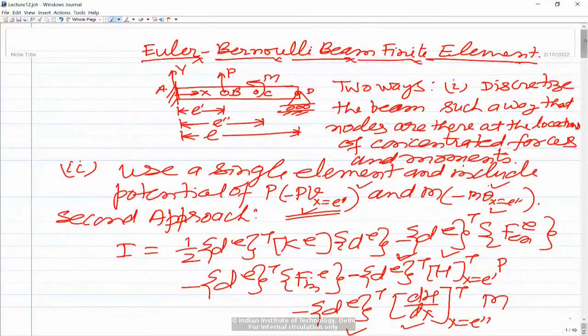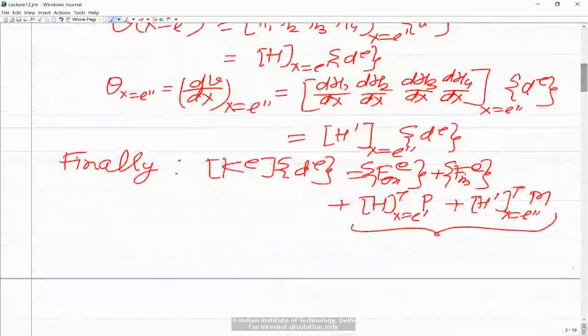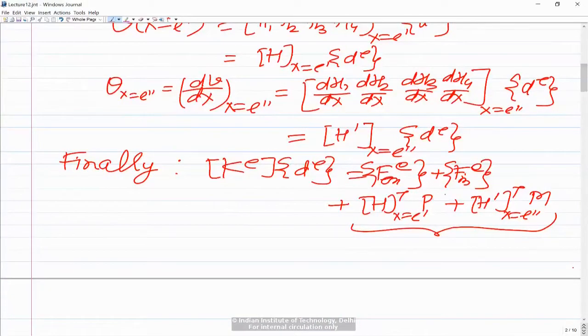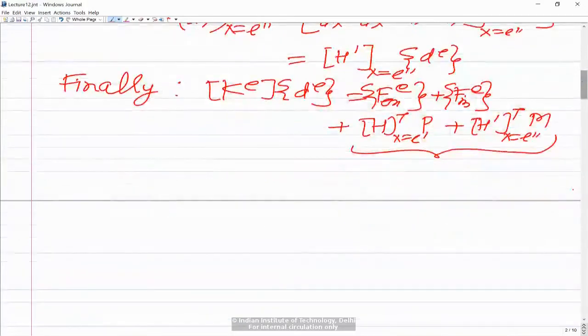So you will see of course that these are going to contribute, because in general H and H dash, that is H and dH by dx, at the intermediate locations all the functions and their derivatives would be non-zero. So this P will then get distributed at the two end nodes of the element, and similarly the same for the moment. So this is how you solve this kind of problem using a single element, that is, without having a node at a location where there are concentrated forces and moments.